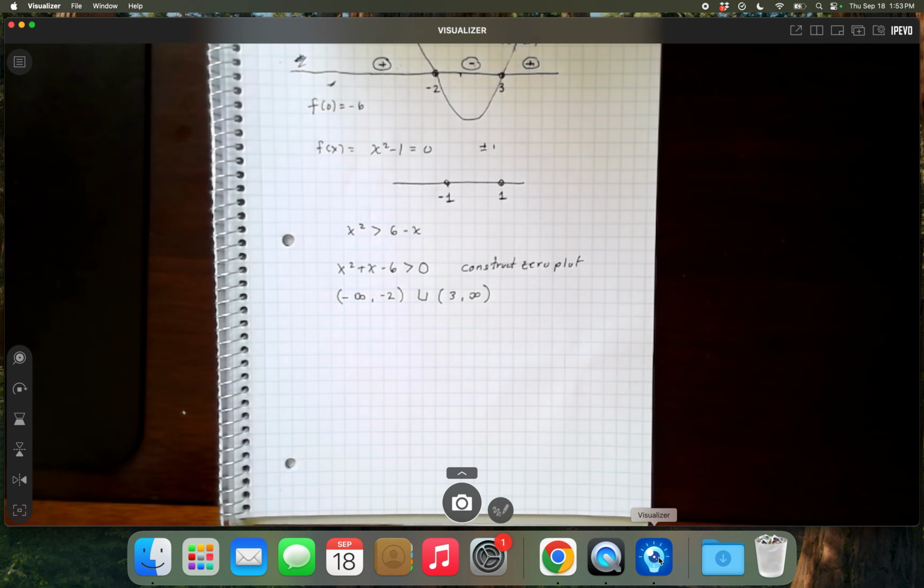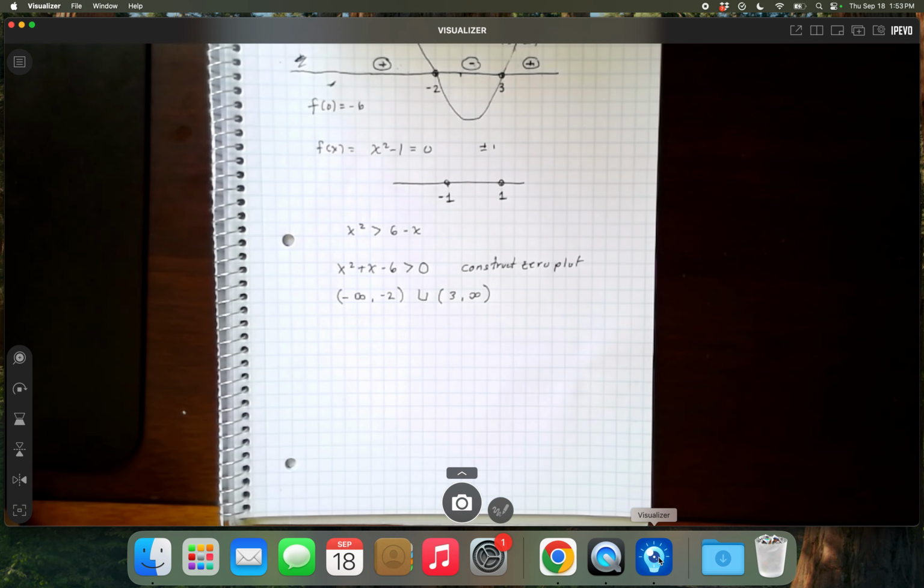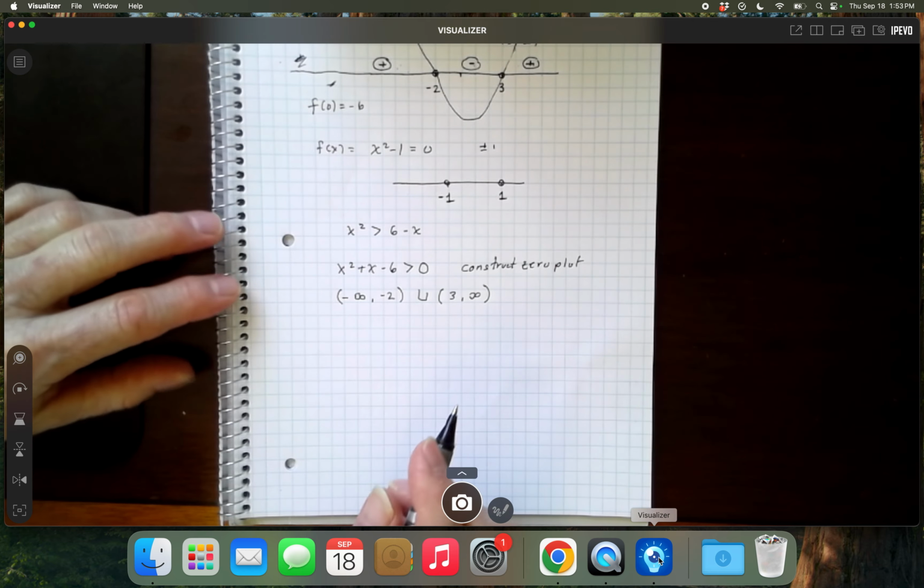There, we have done it. We have solved a quadratic inequality. There's your answer. Let's do another one.